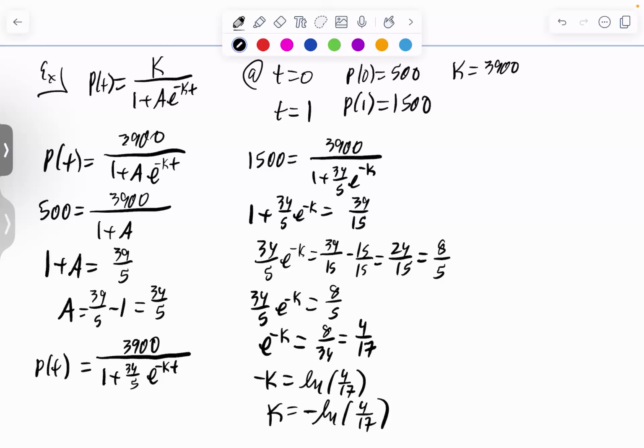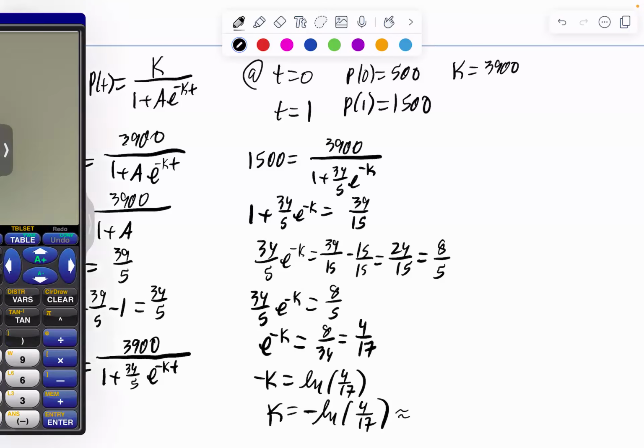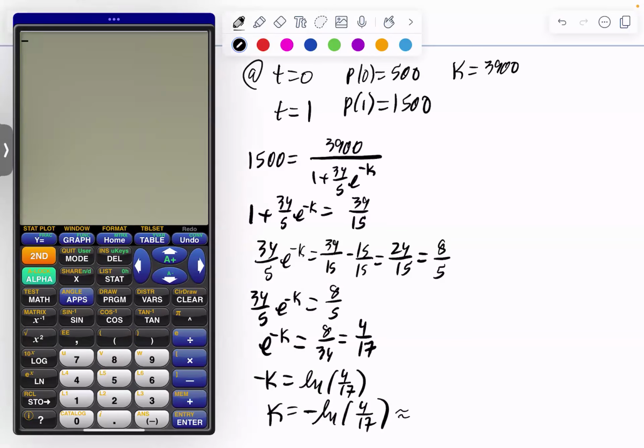Here is my k. I want to get a decimal approximation there, just so we have an idea. So negative natural log of 4 divided by 17 is going to be 1.4469-ish. So this is the first thing that they ask for, k. I prefer the exact form, so I'm going to include it, but your homework may want you to write it as a decimal, so it really doesn't matter.